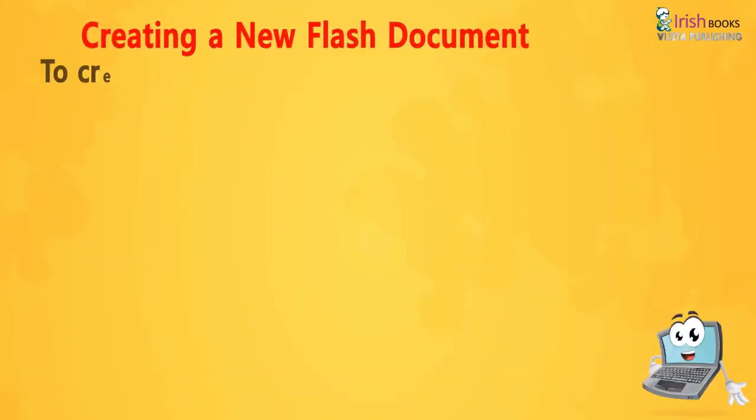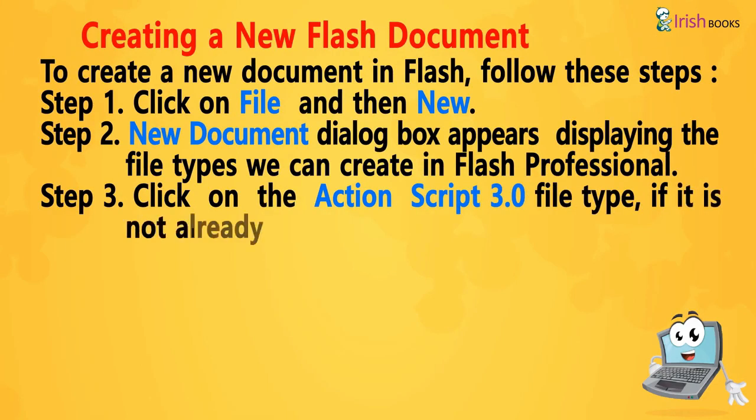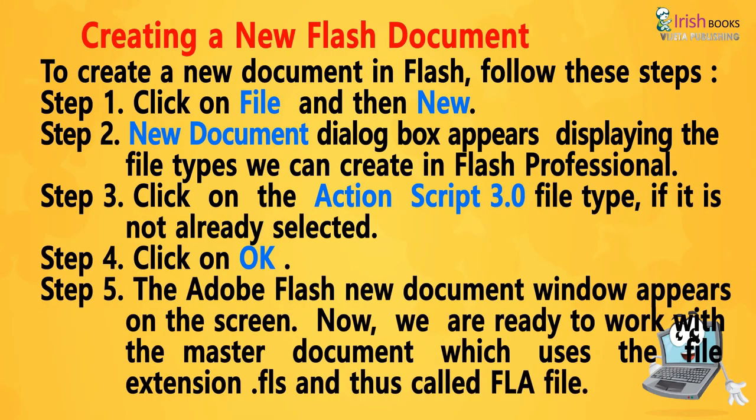Creating a new Flash document. To create a new document in Flash, follow these steps. Step 1. Click on File and then New. Step 2. The New Document dialog box appears displaying the file types we can create in Flash Professional. Step 3. Click on the ActionScript 3.0 file type if it is not already selected. Step 4. Click on OK.